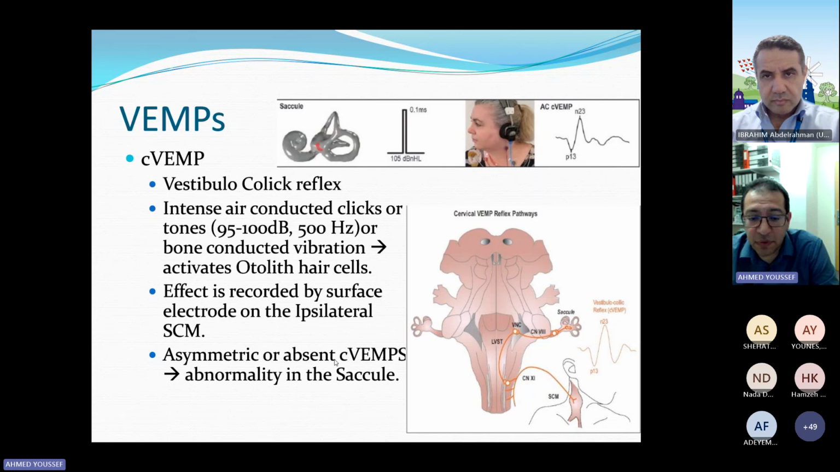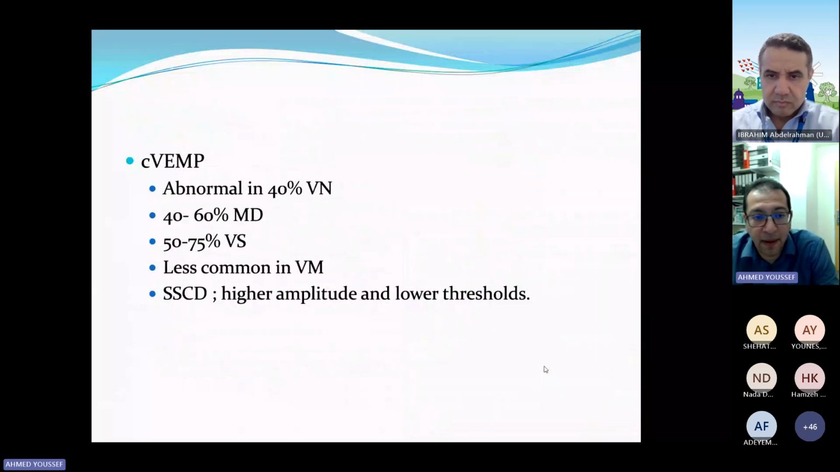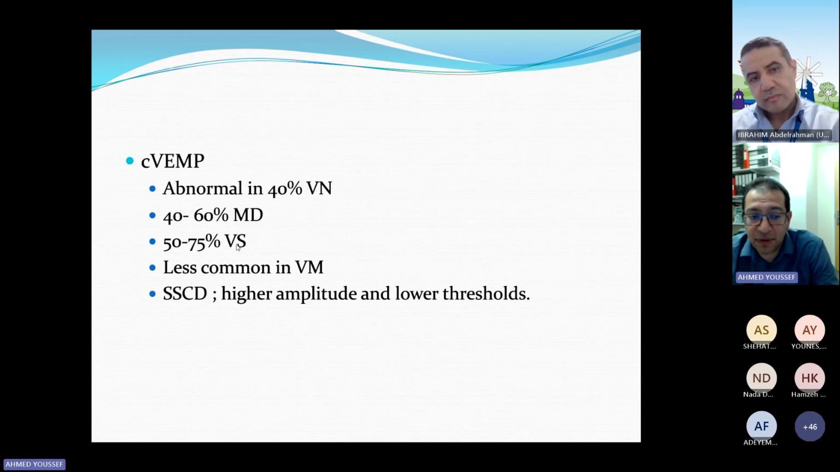Asymmetric C-VEMPs or absent C-VEMPs could indicate an abnormality in the saccule or in the lower or inferior vestibular nerve. If you look here at the percentages of C-VEMP picking up diseases, it's abnormal in only 40% of vestibular neuronitis, 40 to 60% of Meniere's disease, and 50 to 75% of vestibular schwannomas. It is less common in vestibular migraine.